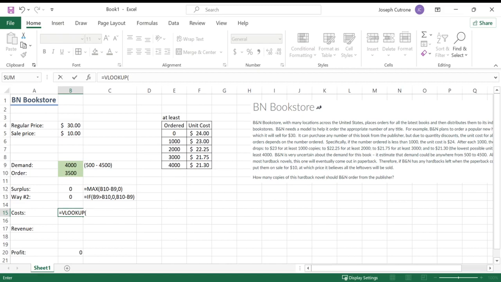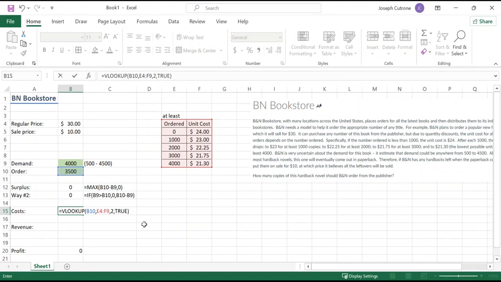So let's try this one more time. Ready? So lookup value. What am I looking up? We're looking up the order, comma. Where am I looking it up? In my little table over here with the cost and price, comma. What column am I returning? Do you want the numbers from the first column or the second column? I want the second column. And then true or false, do I want an approximate match or an exact match? Here, because 3,500 is not on the table, I want an approximate match. So I want true. You could type true or just click the button, close the parentheses, and hit enter. And look at that. It pulls back for us, as expected, 2175.